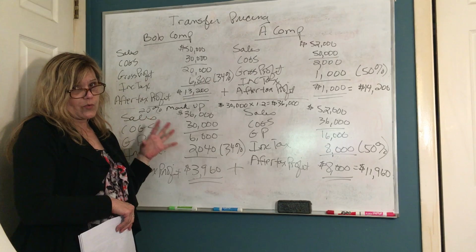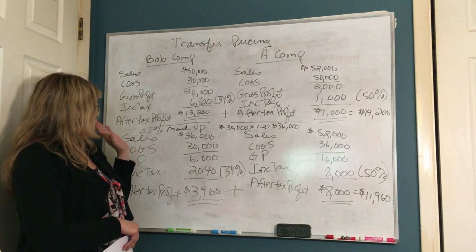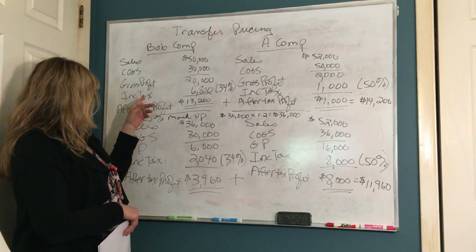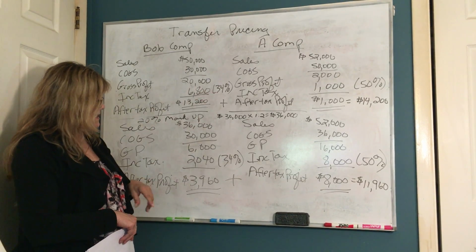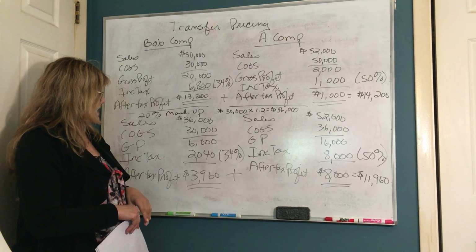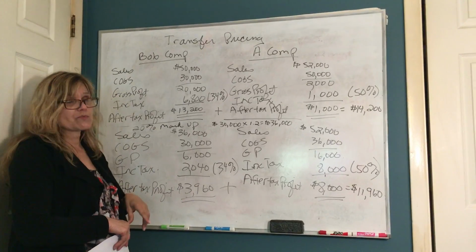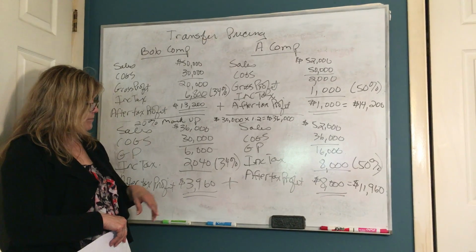For this example, we're going to assume there are no other expenses involved, just to highlight the difference in the income. The income tax rate in the U.S. is 34%. So $20,000 times 34% is $6,800. If you subtract the $6,800 in taxes from the gross profit of $20,000, you get $13,200.